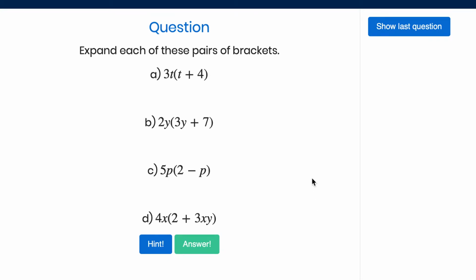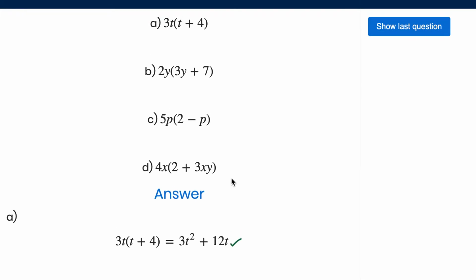Okay, as a final bonus question, try these 4 challenge questions here, where we have a letter and a number outside the brackets. Pause the video and have a go. Okay, so here are the answers. For part A, we have to multiply both parts inside the brackets by 3t. So 3t times t plus 4 is equal to 3t squared plus 12t. And that's because 3t times t is 3t squared, and 3t times 4 is 12t.